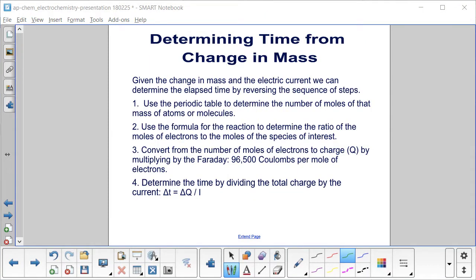We can also figure out how long the current has been flowing if we're given the change in mass, essentially by just working backwards. So given the change in mass and the electric current, we can just reverse our sequence of steps to find the elapsed time. So use the periodic table to determine the number of moles of that mass of atoms or molecules. Use the formula for the reaction to find the ratio of the moles of electrons to the moles of that atom or molecule. Convert to charge, and then use the given current to find the time.